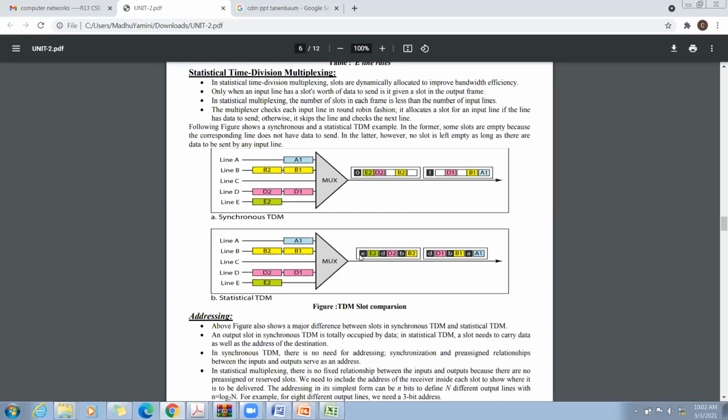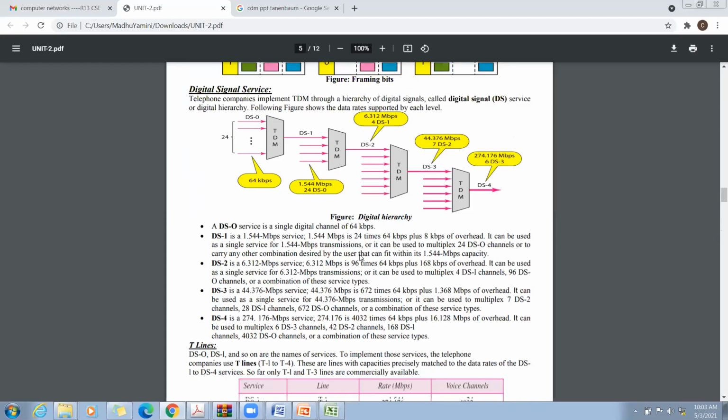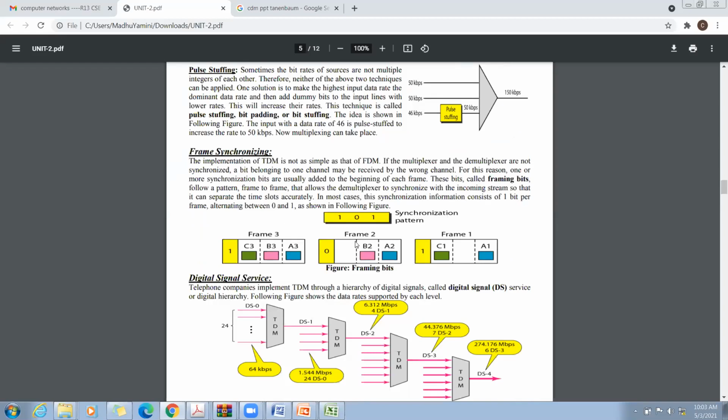In tomorrow's class, I will ask you about the synchronization bit. Anyone pending to note it down, just note it down. Here in the frame synchronizing, this is the synchronization pattern 101, and these are the frames. Anyone understand about the synchronization pattern? Anyone got an idea?